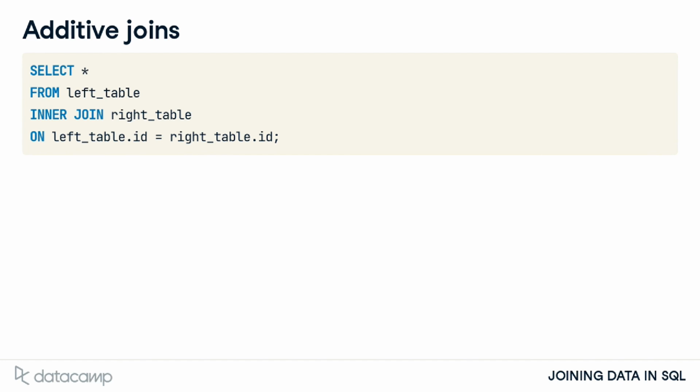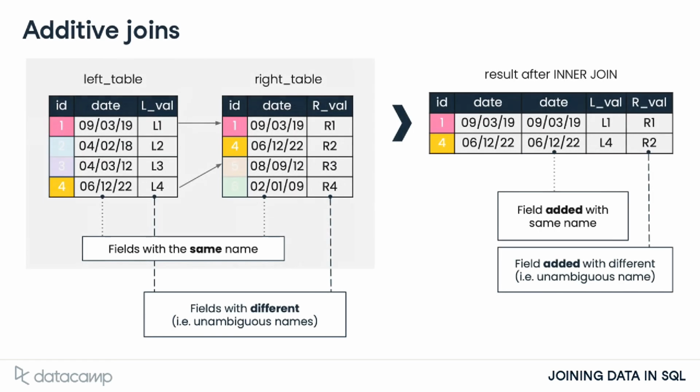Let's dive deeper into what it means for this join to be additive. Fields with different names are added to the results set with their original names. Fields with the same name, such as date, are added to the results set too, but notice how we now have duplicate date columns with the same name. This can be changed, however, with aliasing.